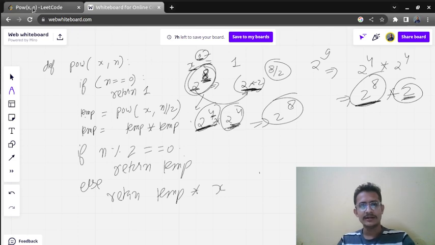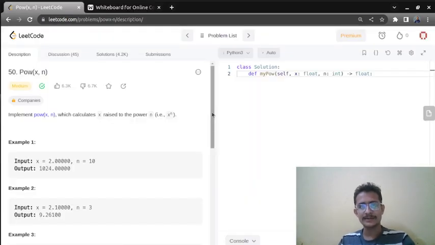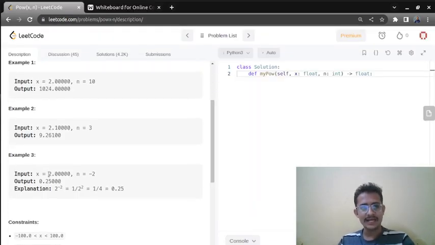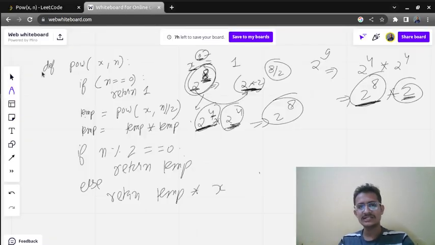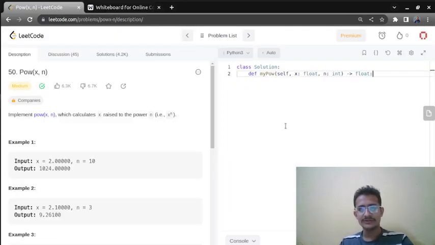Now here there is some twist, that power can be negative also. So we need to handle that also. So this is when the power is positive. If the power is negative, we just have to add a few steps. I will tell you those steps in the code itself.